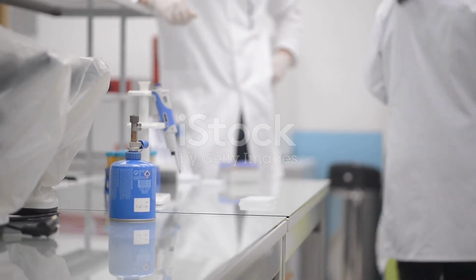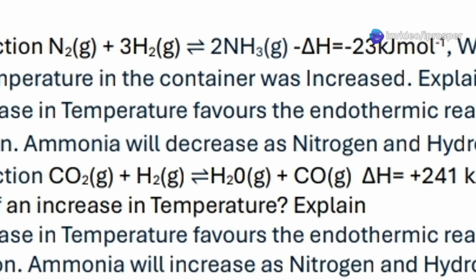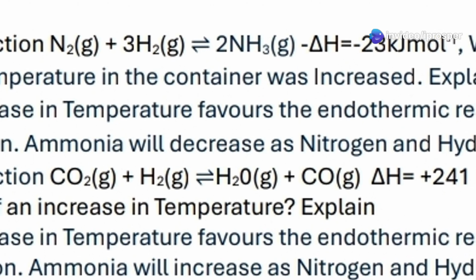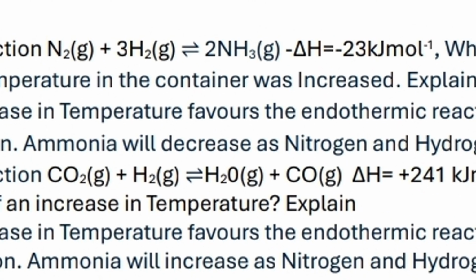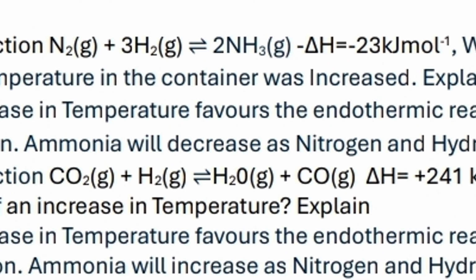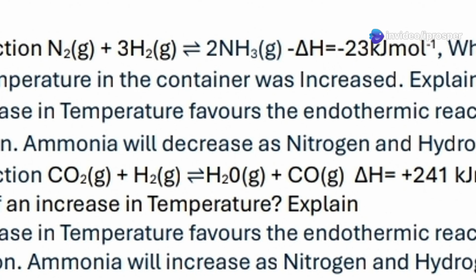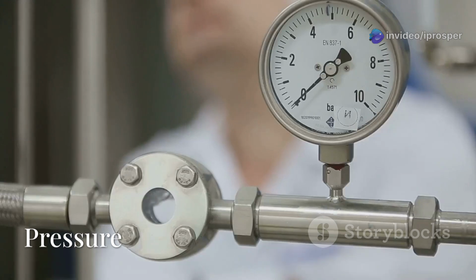For the reaction carbon dioxide gas plus hydrogen gas in equilibrium with water vapor and carbon monoxide gas, with a delta H of positive 241 kilojoules per mole, what would be the effect of an increase in temperature? An increase in temperature favors the endothermic reaction, which in this case is the forward reaction. Consequently, water and carbon monoxide will increase as carbon dioxide and hydrogen decrease.